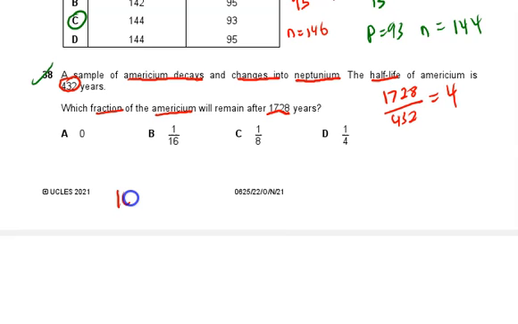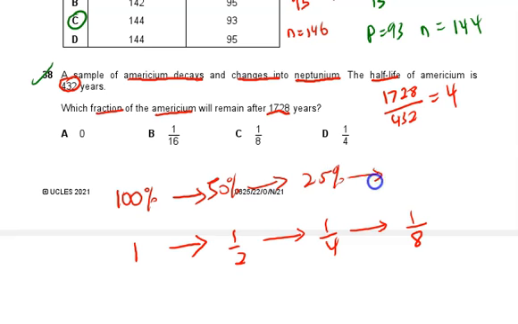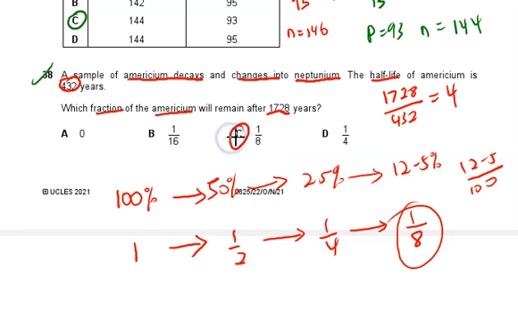Okay, so it's about 4 half-lives, which means fraction. So you can say it's 100%. Then you divide it by 2. Maybe I can use a fraction method over here. Divided by 2, then divided by 2 again, then divided by 2 again. So you have about 1/4, which is about 50%, and it reduces to 25%, then it reduces to 12.5%. So 12.5% over 100, you'll be getting 1/8. Okay, so C is your answer.